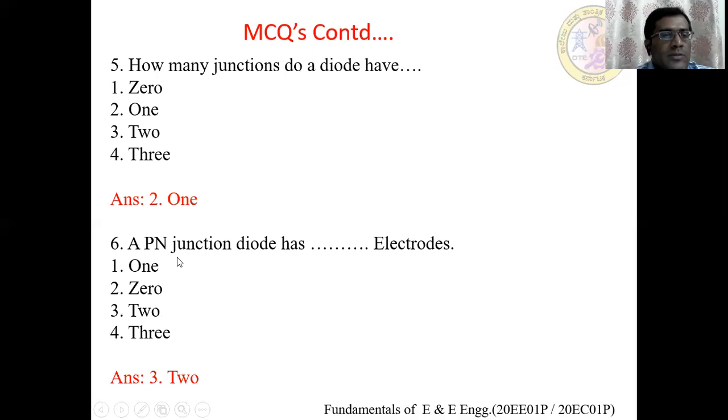Question number 6: a PN junction diode has dash electrodes. That means the PN junction diode terminals. So how many terminals does the PN junction diode have? Two terminals, anode and cathode. These can be called electrodes. So the answer is 2. Option 3, 2, is the answer. That is, the PN junction diode has 2 electrodes. What are the 2 electrodes? Anode and cathode.